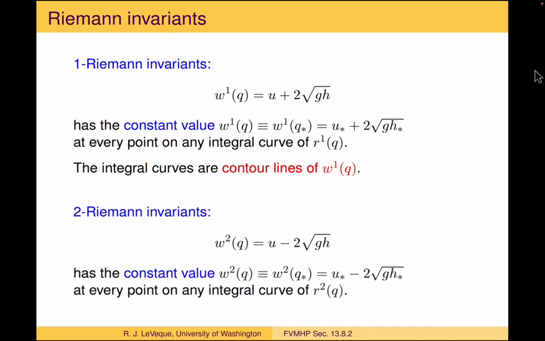Similarly, there's a 2-Riemann invariant, which is constant along the 2-wave integral curves. It looks exactly the same, except with a minus sign instead of a plus sign. And so again, we could look at the 2-wave integral curves as being simply the contour lines of this function w2 of q in the phase plane.